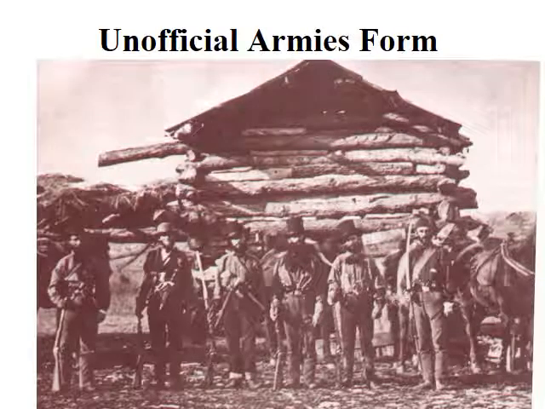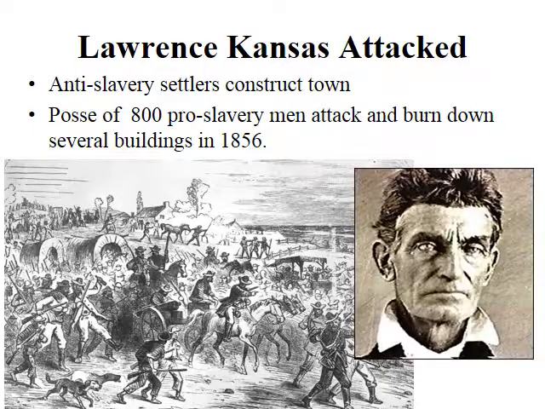So here's a photo. Unofficial armies form, and you get a bunch of dudes here with their guns and their top hats and their log cabins. This looks like a typical house in Beverly, if you ask me. And they start to fight each other. So we get to now John Brown and the Potawatomi Massacre.